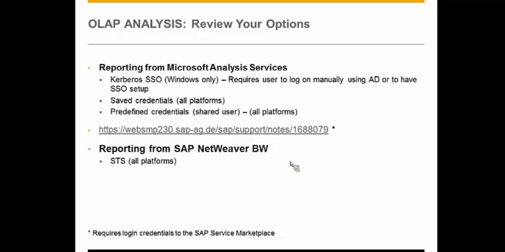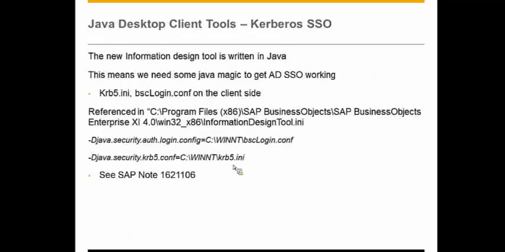If we go into client tools, the Information Design Tool is written in Java. This means that some of the Java needed to get SSO working is not there. So it does not make use of web services, so it can't follow suit like Live Office and Analysis for Office and Crystal. So all we can do, best effort with the IDT currently, is give it the manual login files for the KRB5 and the BSC login, and it will use the Java layer to authenticate to Active Directory. There's no SSO option in IDT.